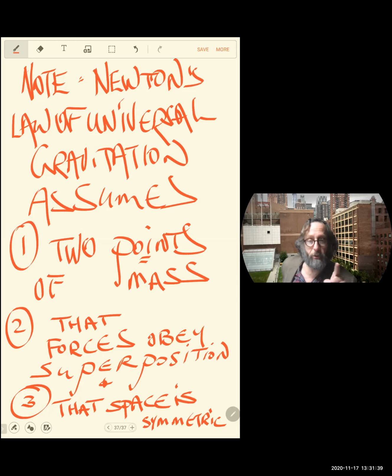We assume that, and we also assume that space is symmetric, which means we specifically assume that space is homogeneous and isotropic. I will define those on Thursday.